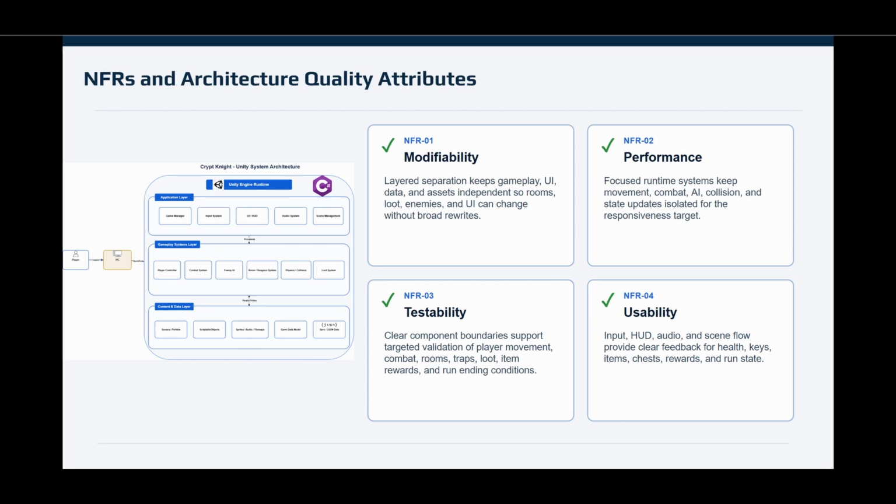For usability, the application layer supports the player-facing experience through input, the HUD, audio feedback, and scene management. These systems will work with the gameplay layer so that the player receives clear feedback for health, keys, items, chest rewards, and overall run state.